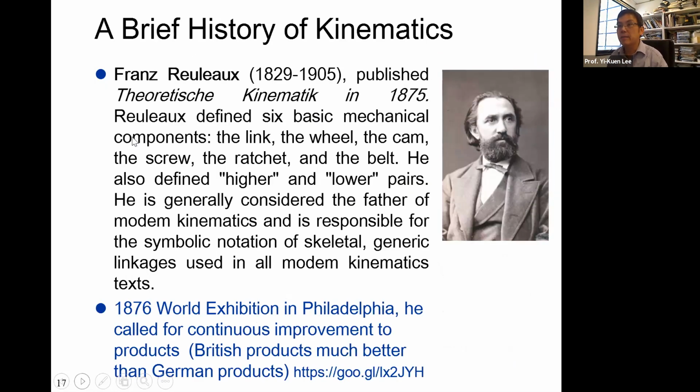And then there is this kind of engineer, who came up with a systematic study of all the basic mechanical components: mechanism, link, wheel, cam, screw, ratchet, and belt, right? So he is the one who laid the foundation for this particular field of study, the mechanism of machinery. Okay, and of course he is also quite important for Germany. Right, at that time, actually, Germany was not good. Their machines and products were not as good compared with British products.